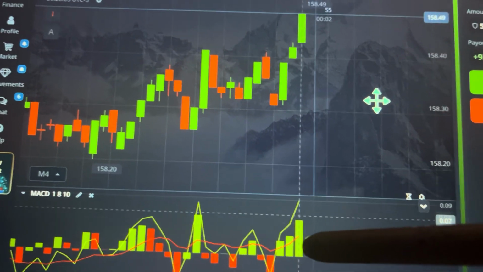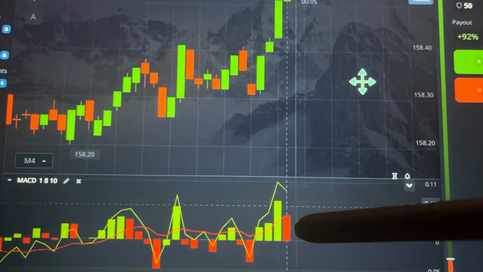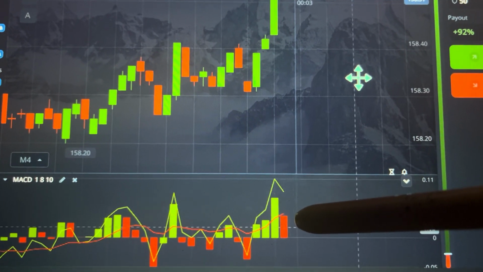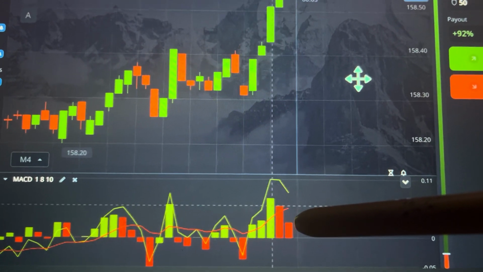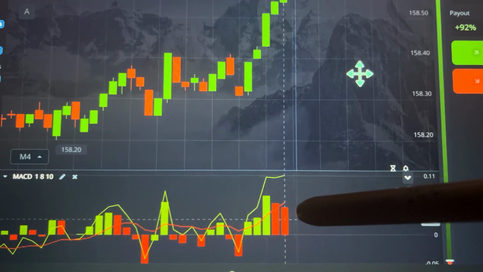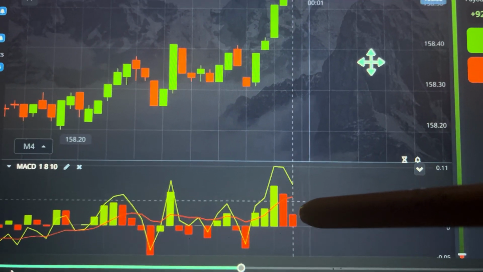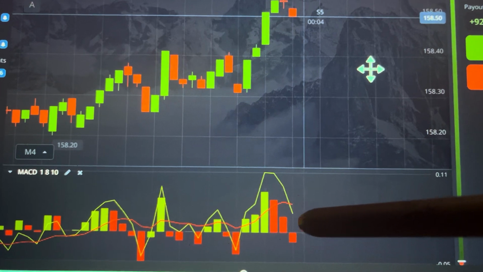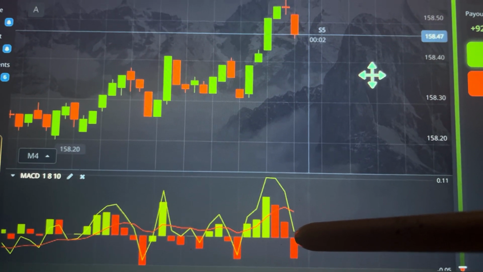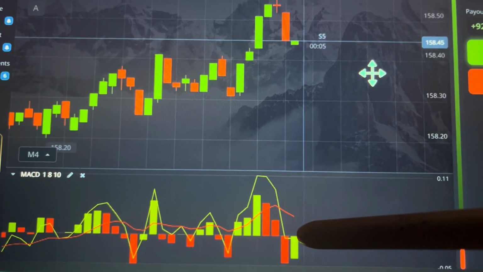Right now you could actually still get in, but that's not my strategy. My strategy is that it must be at the beginning, where the green was already below this red signal line, and then it comes back up and crosses it. So right now, if it comes back up and crosses it, then I will get in. If it doesn't, then I won't.